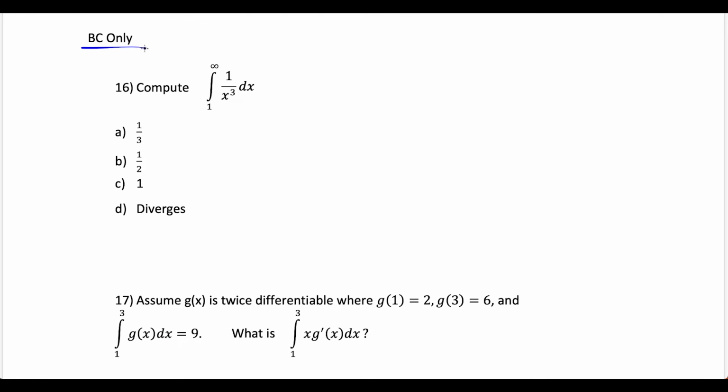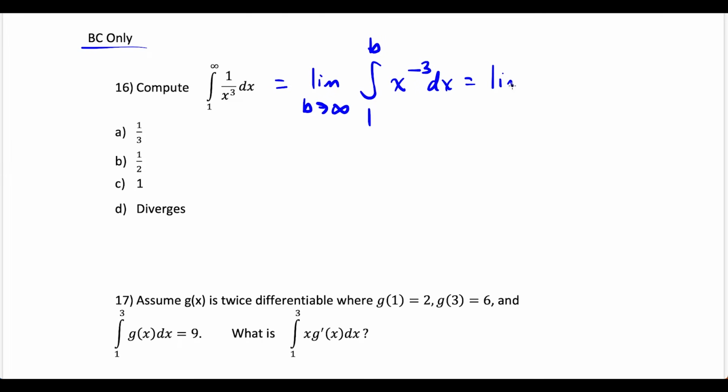So we move on to the BC only questions, and first up we have an improper integral, and I'll pretend like notation matters. Even though it's multiple choice, they don't care about your notation there, just if you bubble correctly. So I'm going to rewrite this as the limit as b goes to infinity of the integral from 1 to b, and I'm going to rewrite the inside as x to the negative third dx.